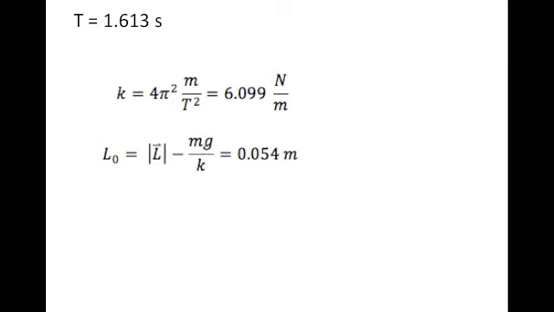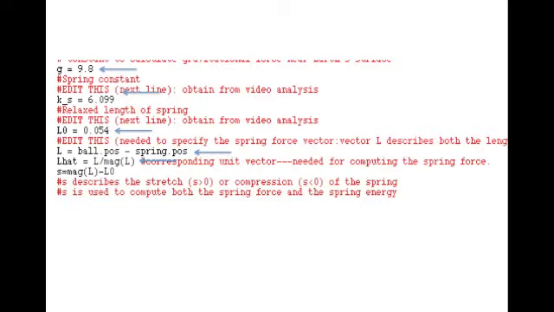To find L naught, we use the equation L naught equals magnitude of L minus mass times gravity divided by the stiffness. So we plug in our values and get that L naught equals 0.054 meters. These values, as well as L hat, are mentioned here in the code.